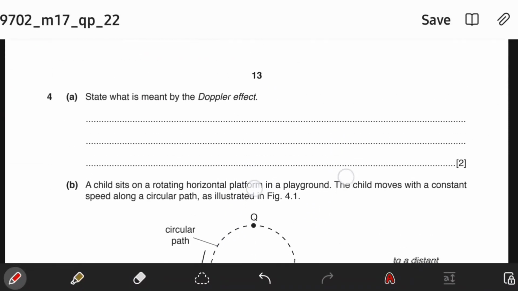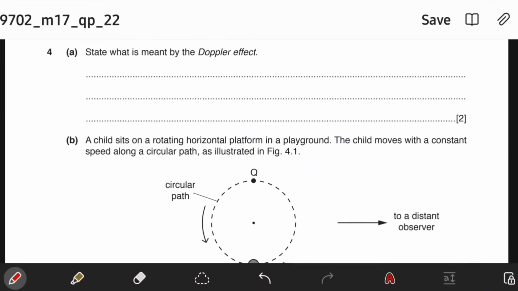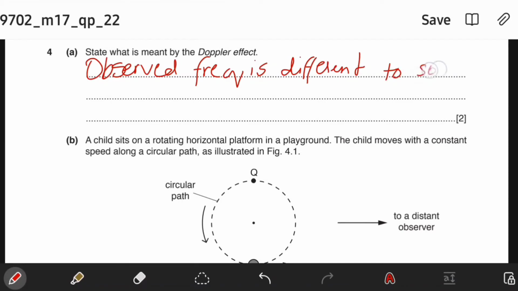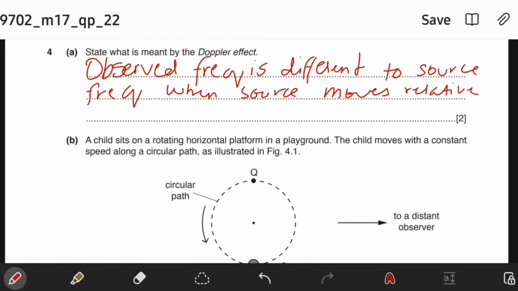Moving on. State what is meant by the Doppler effect. So the Doppler effect is when observed frequency is different to source frequency when source moves relative to observer.